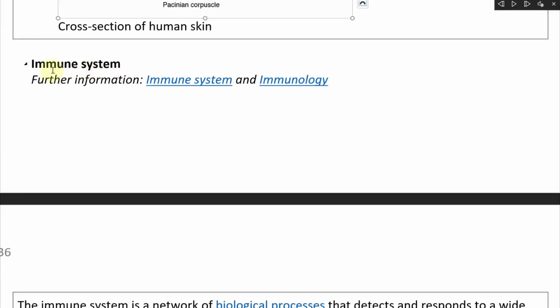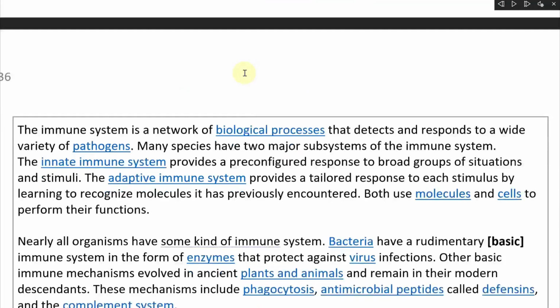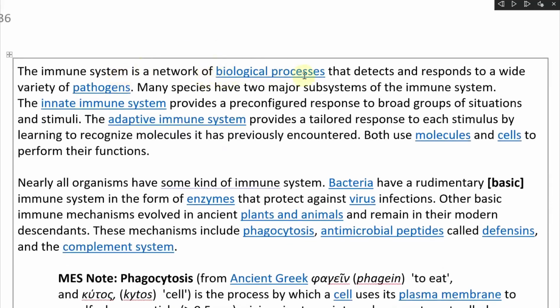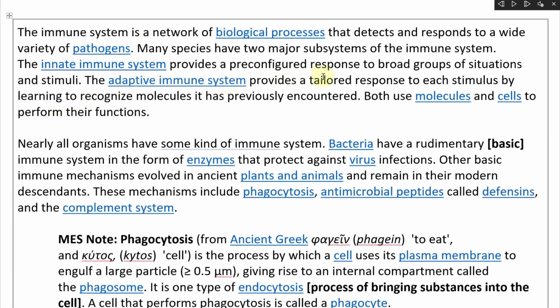The immune system. Further information, look at immune system and immunology individual articles. So the immune system is a network of biological processes that detects and responds to a wide variety of pathogens. Many species have two major subsystems of the immune system. The innate immune system provides a pre-configured response to broad groups of situations and stimuli, and the adaptive immune system provides a tailored response to each stimulus by learning to recognize molecules it has previously encountered. Both use molecules and cells to perform their functions.